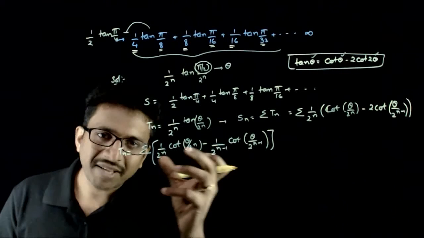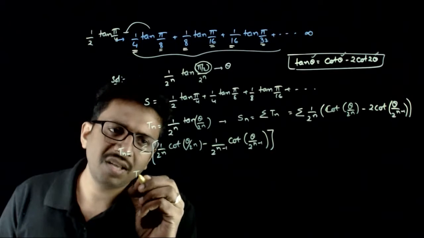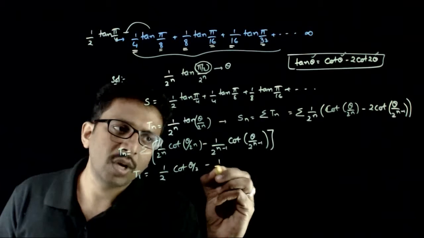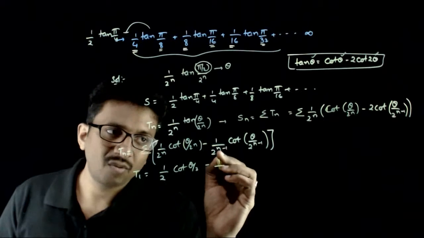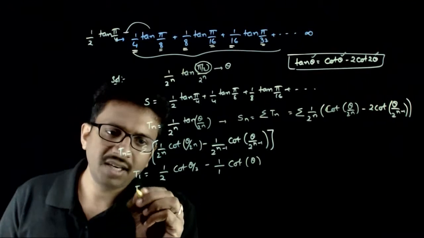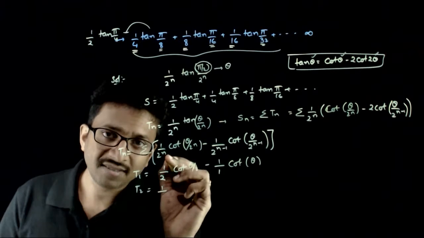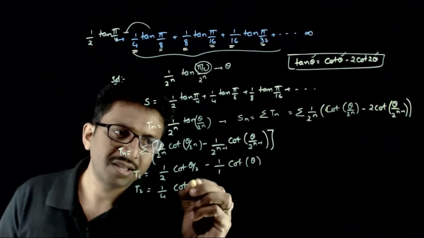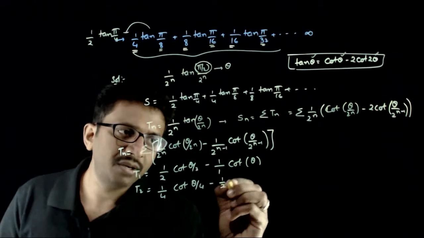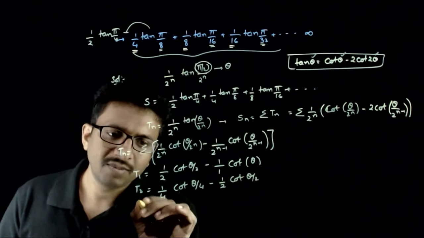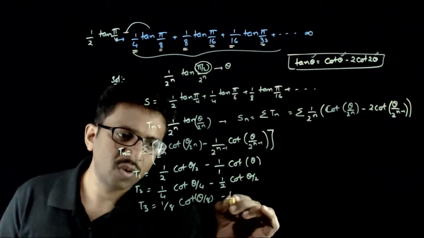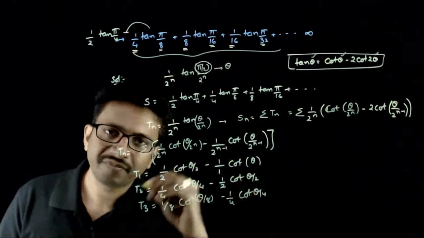Now let us try to expand this. So put n is equal to 1. What is T1? T1 is nothing but 1 by 2 cot theta by 2 minus 1 by 2 power n minus 1, that is 2 power 0, 1 by 1 cot theta. And T2, n is equal to 2, is 1 by 4 cot theta by 4 minus, if you put n is equal to 2 here, 1 by 2 cot theta by 2. Similarly, T3 is 1 by 8 cot theta by 8 minus 1 by 4 cot theta by 4.